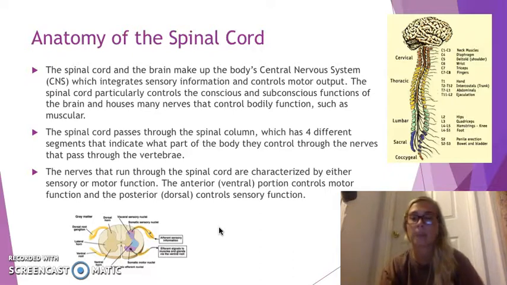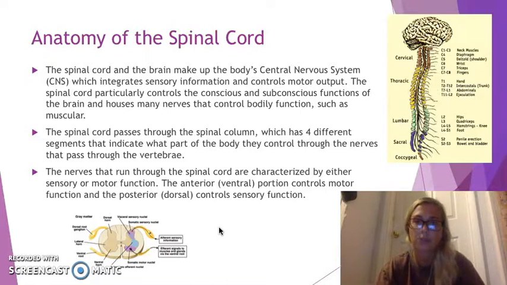The spinal cord passes through the spinal column, which has 4 different segments, the cervical, thoracic, lumbar, and sacral, that each have different nerves integrated in them that pass through the vertebrae and control different segments of the body. So you can see in the diagram, the cervical is C1 through C7, and that's kind of the upper body. Thoracic, T1 to T12, which is the middle. Lumbar is L1 to L5, which is lower. And then sacral is actually a fusing of 5 vertebrae, kind of near your pelvis.